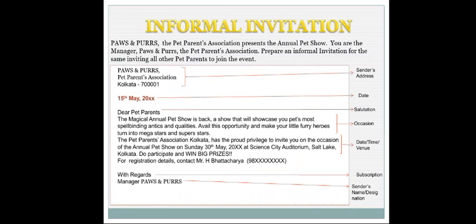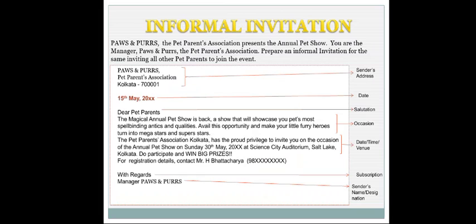So what they should do, they should get a contact number of a person whom they should contact for registration details and other sorts of inquiries. Okay, so for registration details, contact Mr. H. Bhattacharya, then the number is given. Then as always, the subscription, here also we are writing with regards, and then the sender's name and designation.